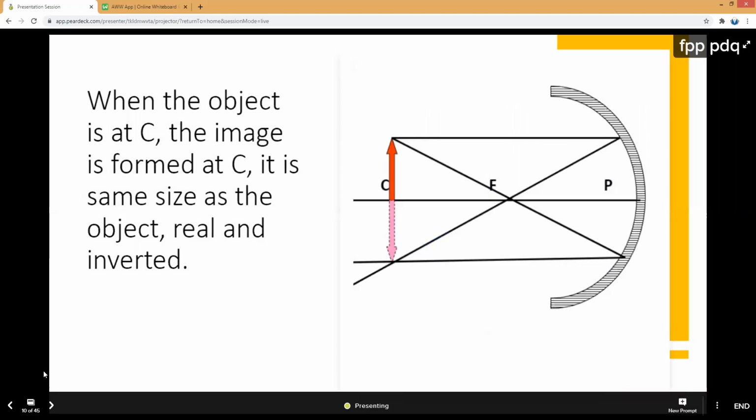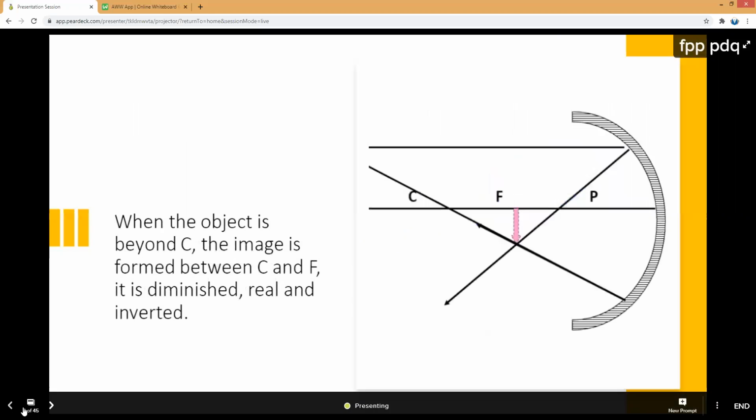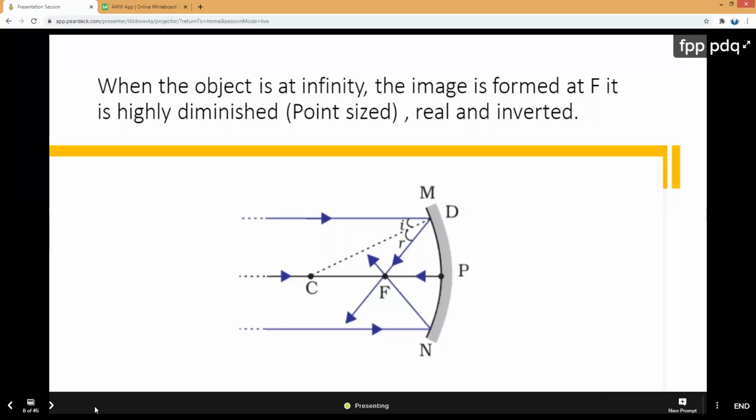Okay, let's do the convex mirror. I'll get to the slide. So it's all the same rules. You just have to use the rule, but a bit differently, since the ray passes through the focus. Does anyone have a doubt here?